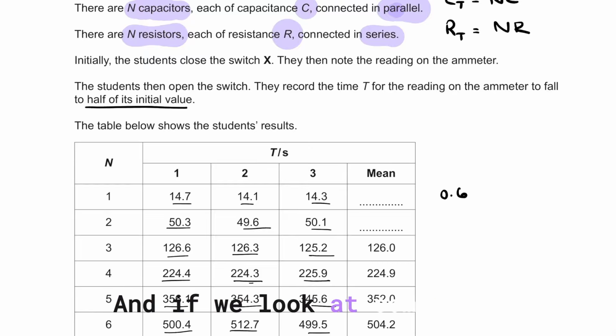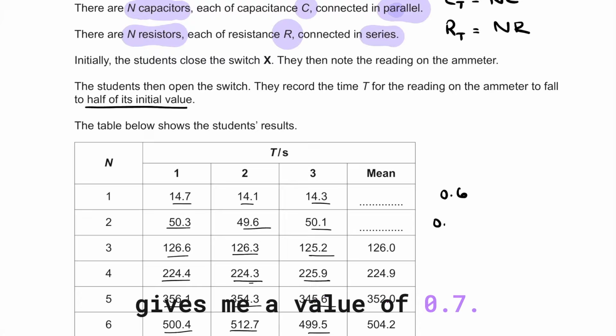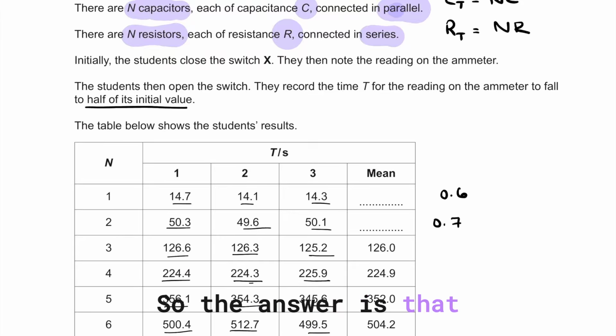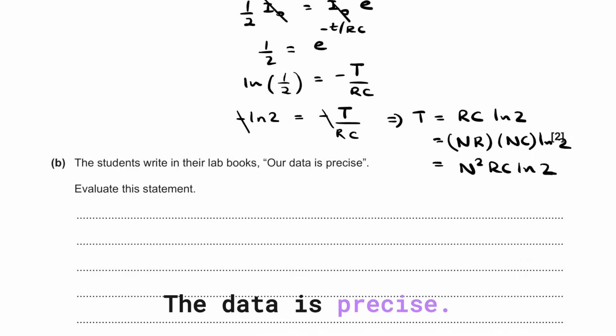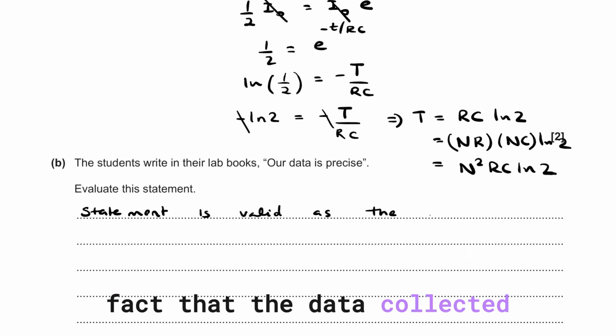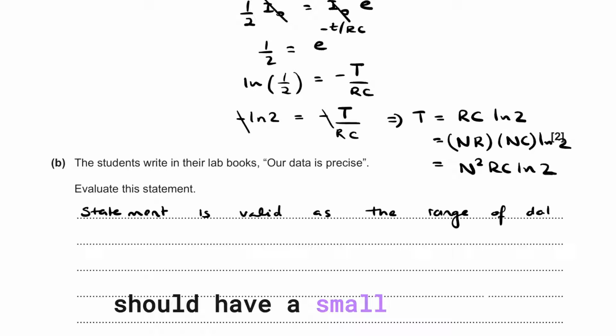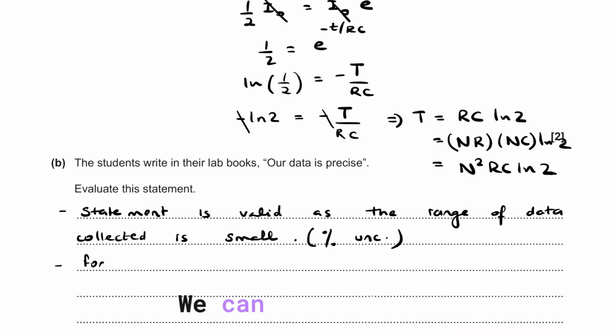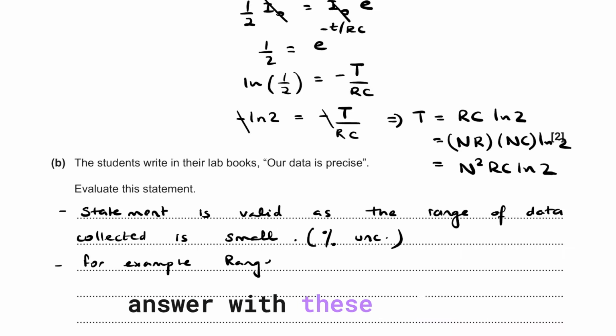And if we look at some more data values, the next one, for instance, is going to be 50.3 minus 49.6, which gives me a value of 0.7. So the answer is that, yes, they're right. The data is precise. Precision comes from the fact that the data collected should have a small spread. We can support our answer with these values.